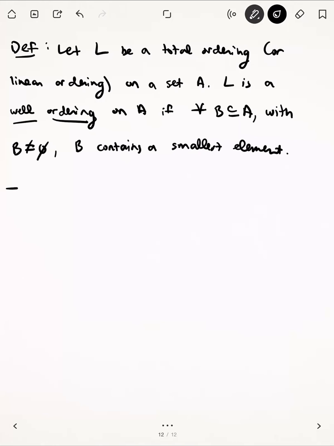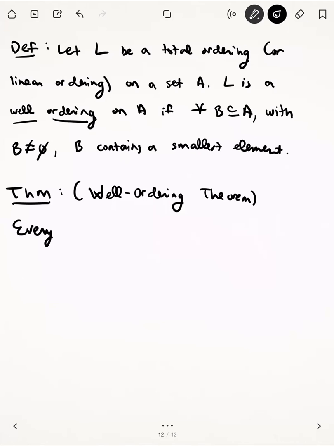And now we're going to finish this section with probably one of the craziest theorems that exists in mathematics. This is called the well ordering theorem. Every set can be well ordered.